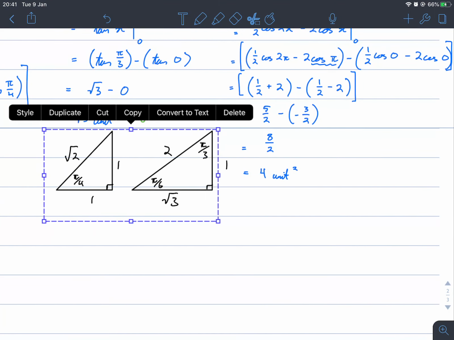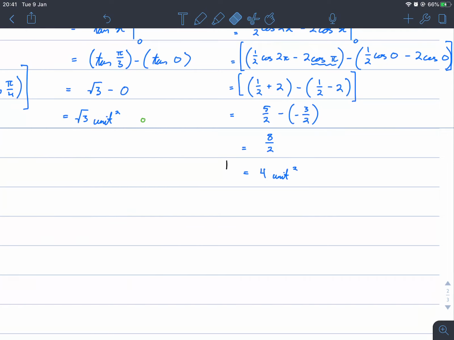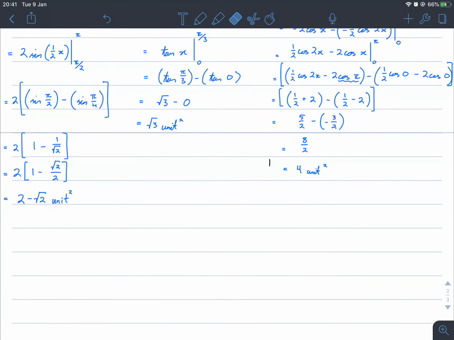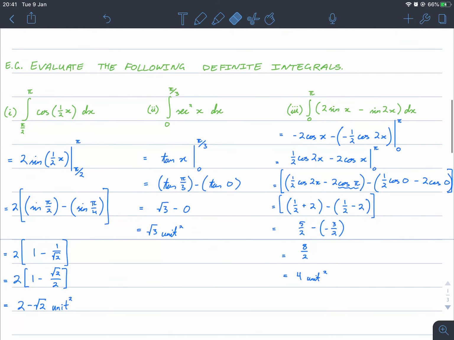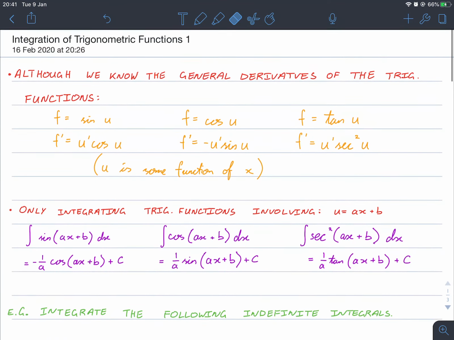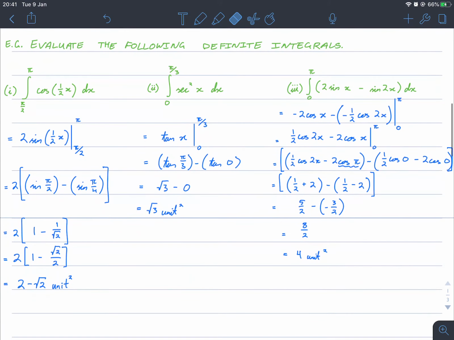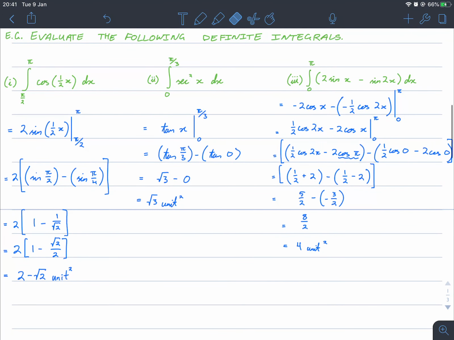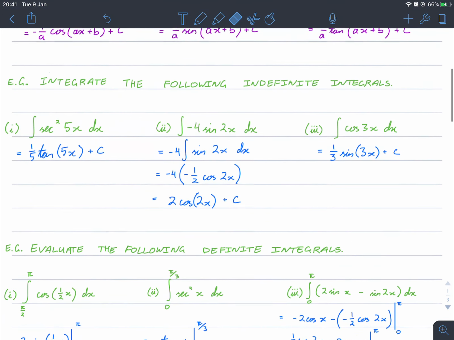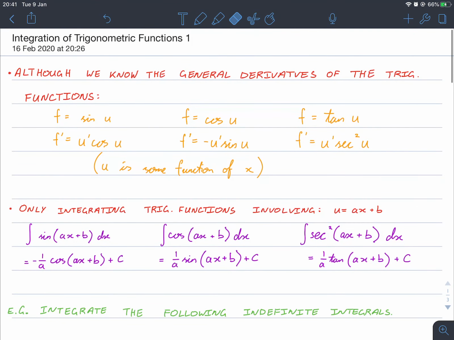Now we can get rid of these. There's that 0, by the way, that I deleted earlier. But hopefully that gave you an insight into integrating trigonometric functions, both indefinite integrals and substituting them for definite integrals. See you in the next video. Best of luck.